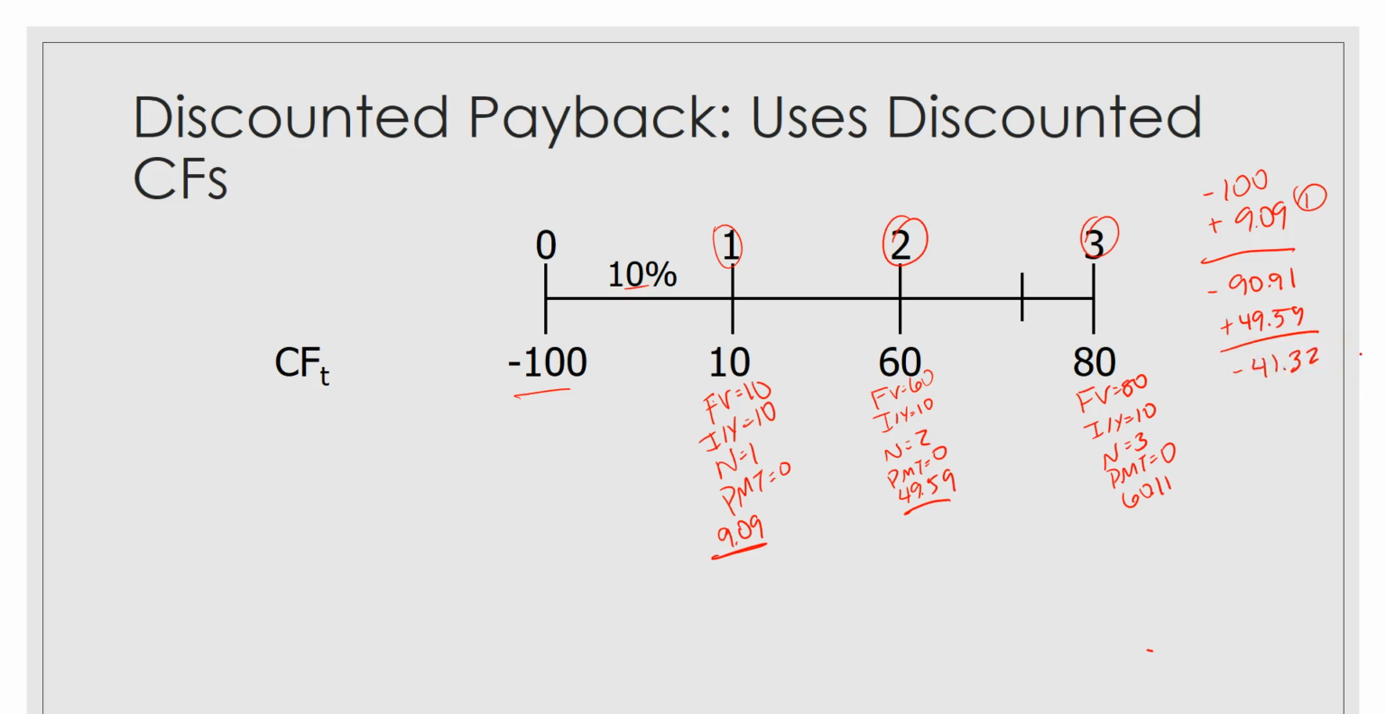$41.32 left to recoup. So we see that in year three, though, we're going to be receiving $60.11, so we divide. That's 0.7. So it's 2.7 years, our discounted payback period. So we recover our initial investment and our capital costs in 2.7 years.